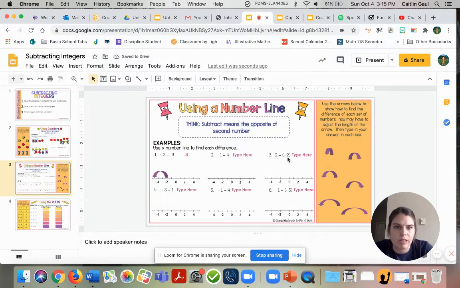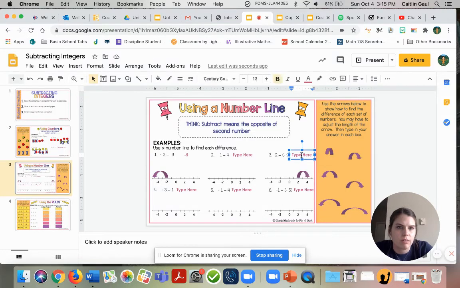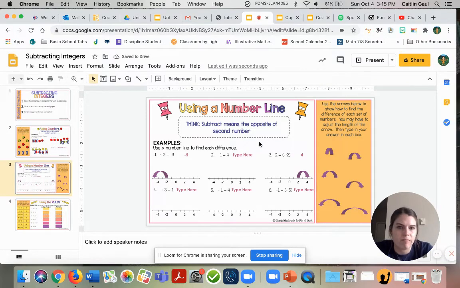Okay, let's look at one like number 3. This one says start at 2 and do the opposite of -2. Well, the opposite of -2 is to put +2 on there. So I'm going to take one of my arrows, start at 2, and go +2, the opposite of -2. So my answer here is going to be 4. So hopefully that opposite of makes sense when you're trying to finish the rest of these.